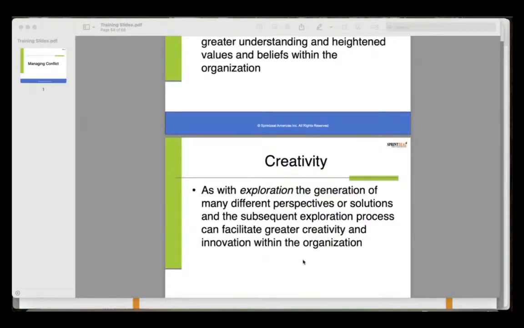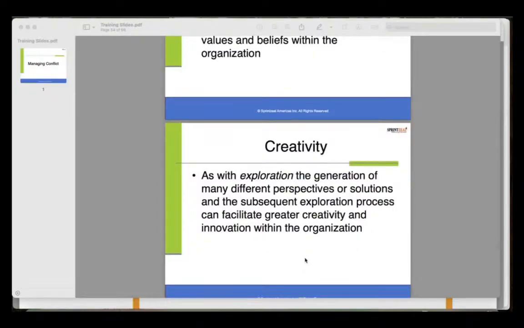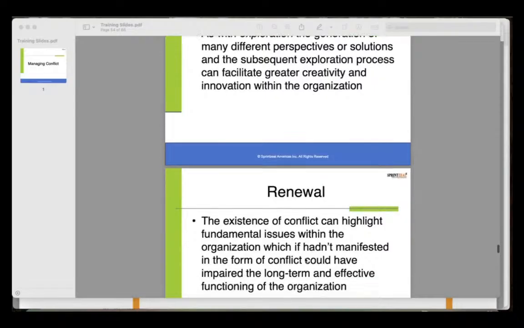So what happens in the creativity outcome? As with exploration, the generation of many different perspectives or solutions and the subsequent exploration process can facilitate greater creativity and innovation within the organization. So this is related to the exploration part. That is about the creativity outcome of this.